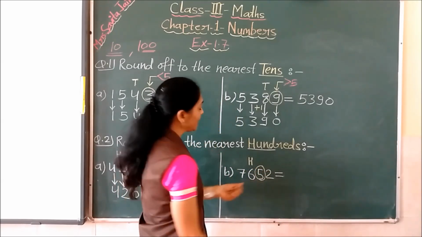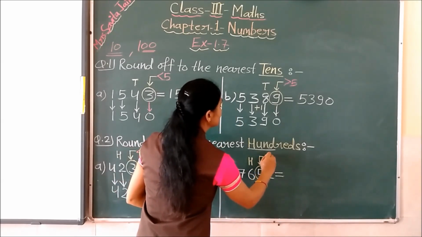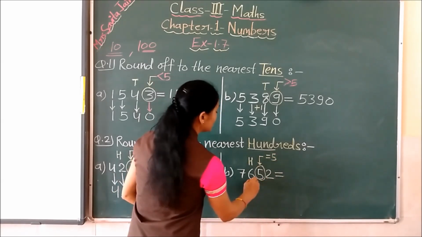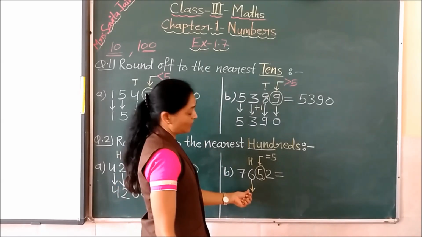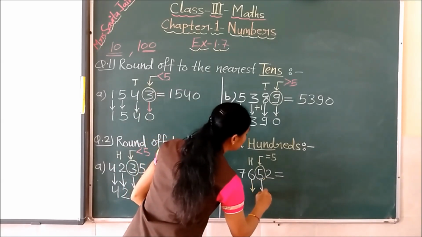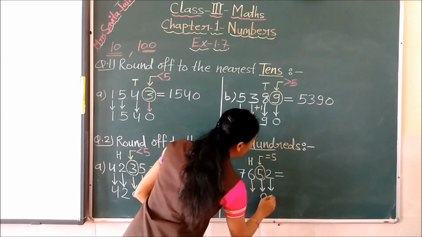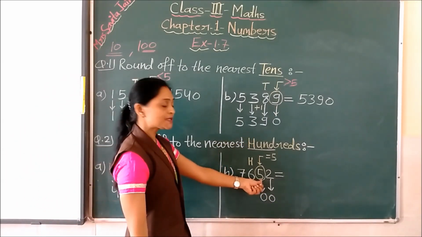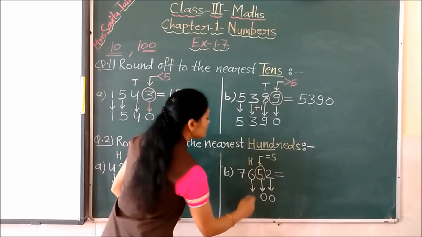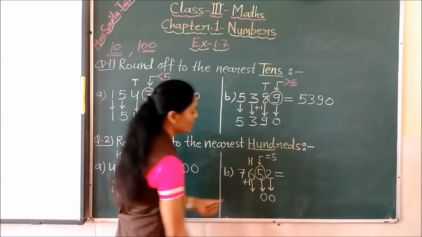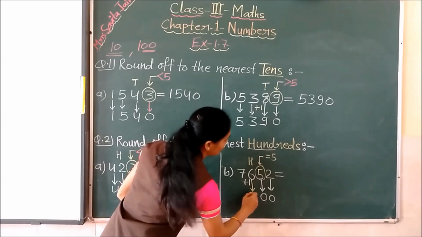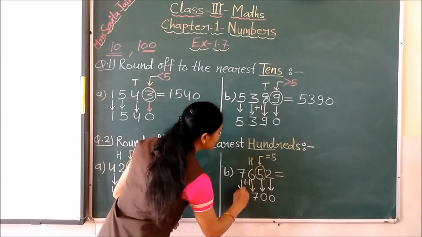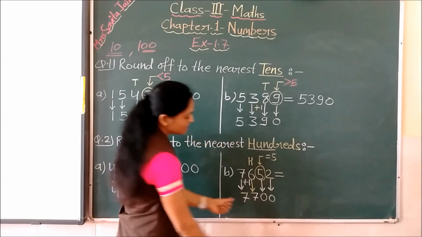Yes, this is 5. Now we will see this 5 is equal to 5. Means when it is equal to 5, then also this will be increased by 1. So first of all we have to replace these two by 0 as we did here. Then this one, because this is 5 equal to 5, so this will be increased by 1. Means 6 plus 1, 7. So here we will get 7 and this 7 will be copied as it is. So this will be 7.